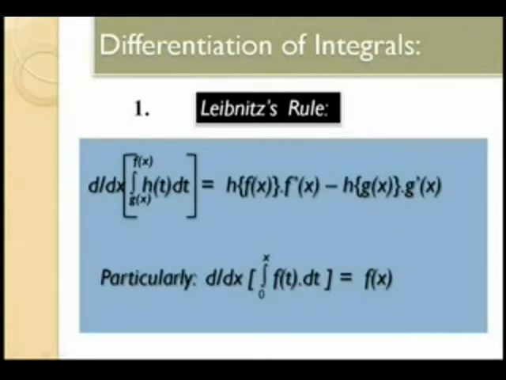Now if f(x) is equal to x and g(x) is equal to 0, then particularly for such a case, d by dx of the integral of f of t into dt from 0 to x is equal to f of x. So this is the Leibniz rule. Now let's try to see the proof of this.